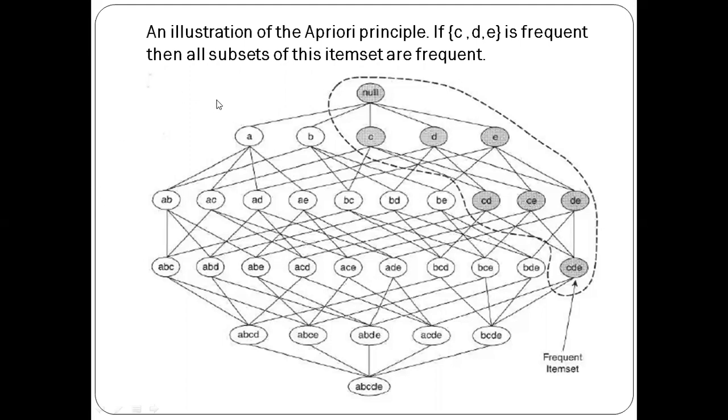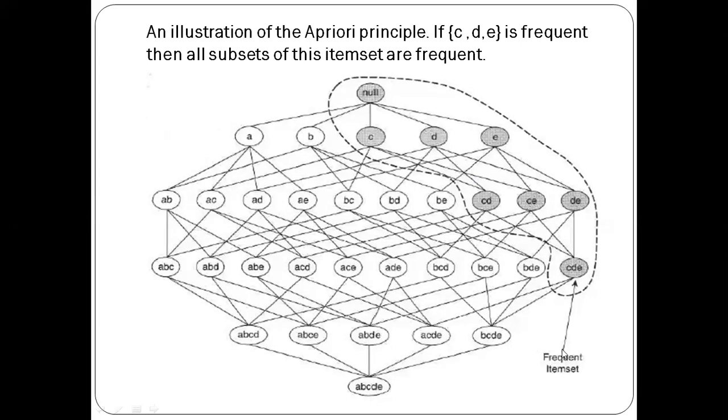Now we can use the apriori principle here in order to reduce the number of candidate item sets, or the exponential search space. See the item set CDE. If it is frequent, then all the subsets of the item set CDE will also be frequent. So if CDE is frequent, what are the subsets of this? The subsets are CD, CE, and DE, and then the single items C, D, and E, and then the null set. All these are subsets of CDE.